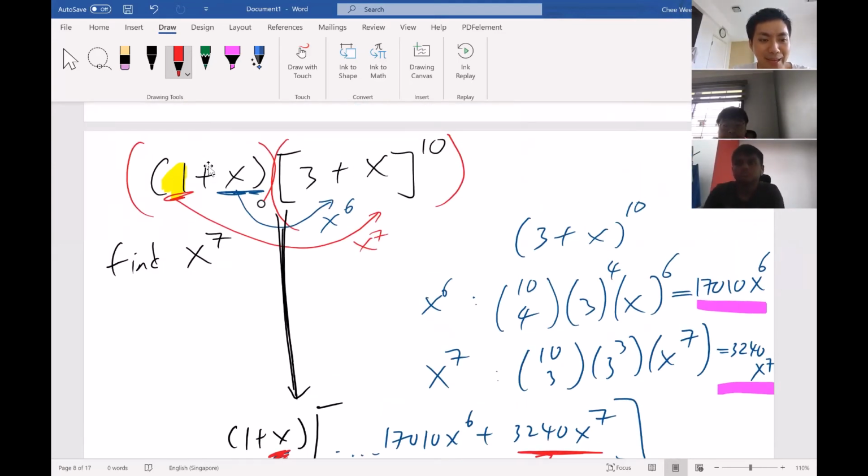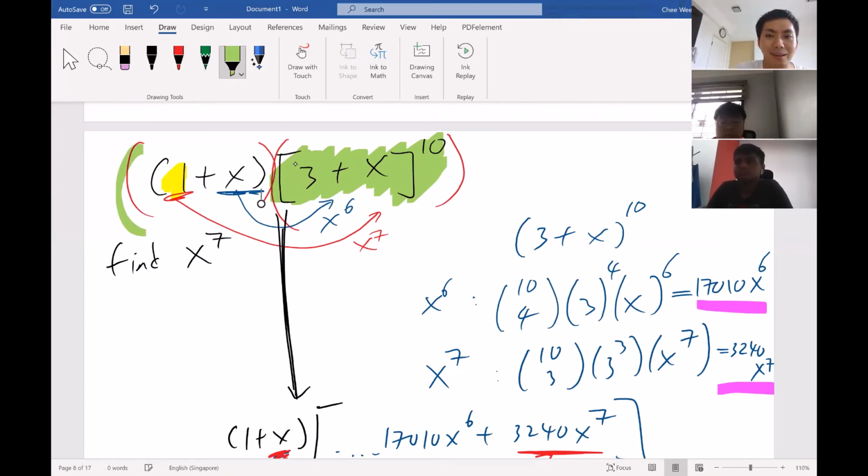If this was a nicer binomial question in the actual exam, there will be multiple parts. The first part, they will tell you to focus on this guy only. Then they will say, can you tell me what the x power 6 and x power 7 are inside here? The green one. That will be your part A and part B. Then part C will say, now look at the entire thing and tell me what the x to the power 7 term is, that's all.